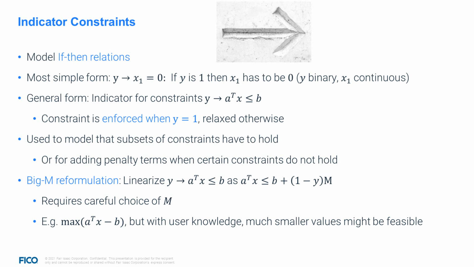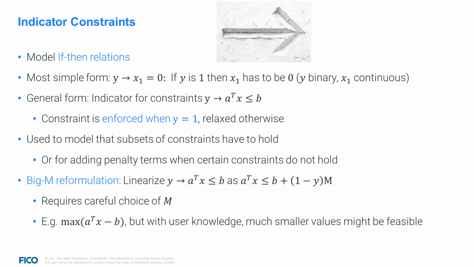Moreover, indicators can also be used for adding reward or penalty terms when a certain constraint does or does not hold by putting the indicator variable into the objective. An indicator constraint can also be linearized by using a so-called big M formulation, at least if there is an upper bound on the quantity A transposed x within the domain of x. If the value of the indicated constraint can grow arbitrarily large, a reformulation might not be possible. If there is such a bound, however, the indicator constraint can be written as the linear constraint A transposed x less than or equal to b plus (1 minus y) times a big M constant, which is large enough, whatever large enough means exactly.